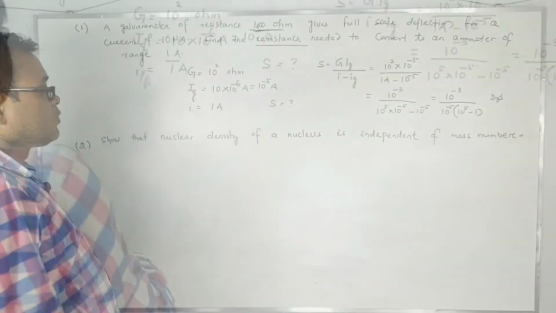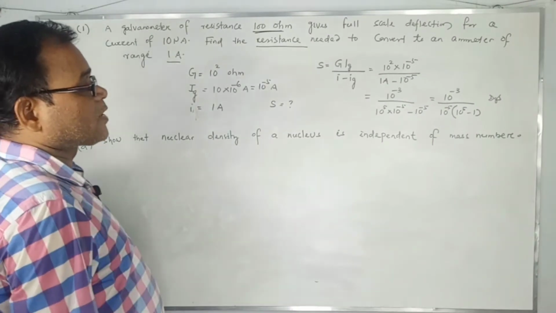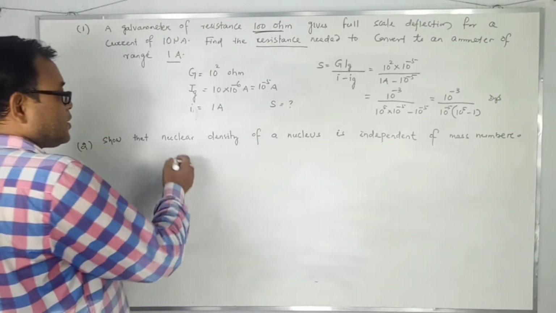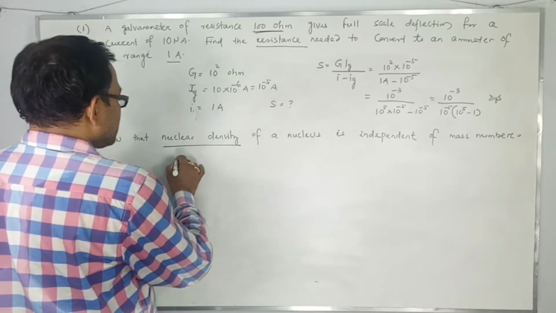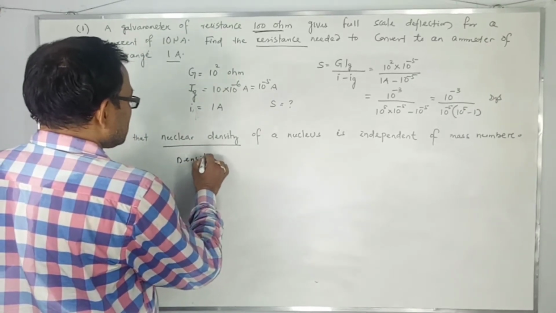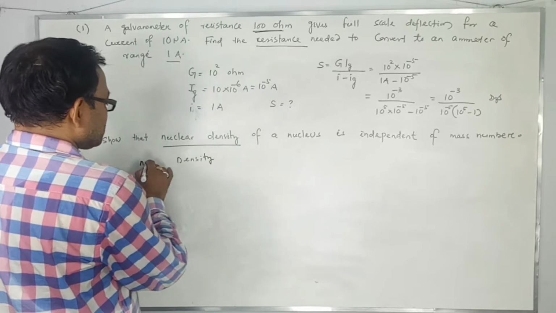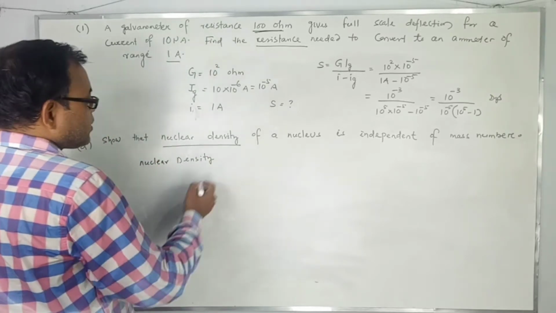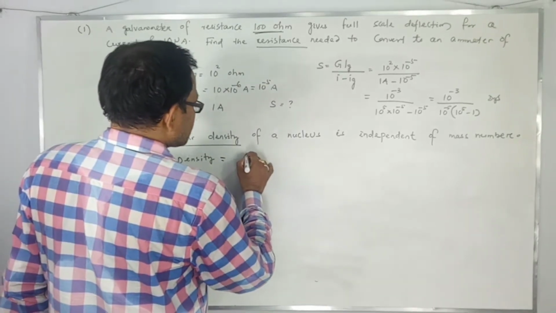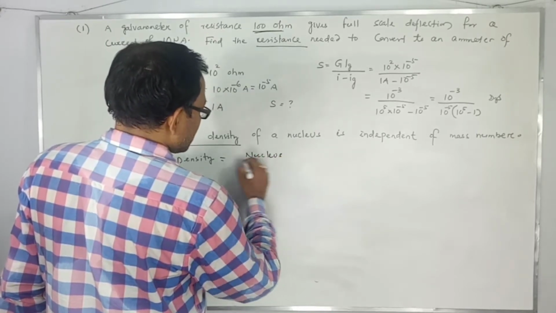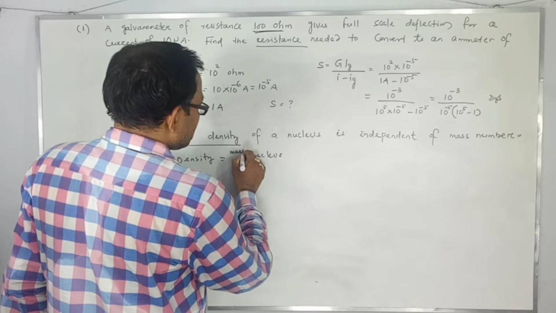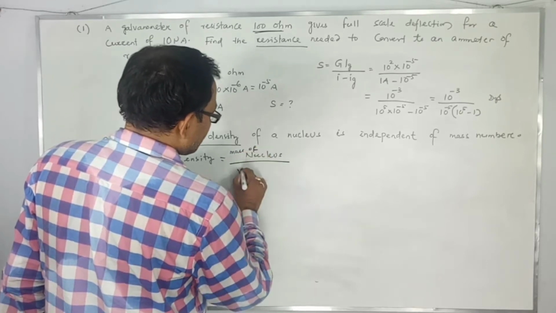Show that nuclear density of nucleus is independent of its mass number. Here the question is nuclear density. So density is equal to, it is nuclear density, density is equal to mass of nucleus, or you can say the mass of nucleus by volume of nucleus.